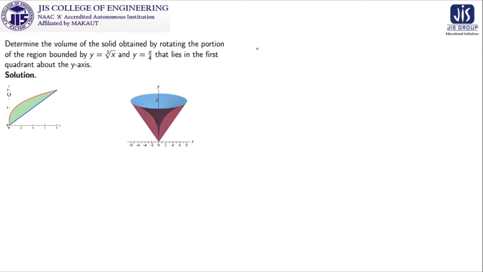So here it is asked that we have to determine the volume of the solid obtained by rotating the portion of the region bounded by y is equal to cube root of x and y is equal to x by 4. Please try to understand the thing first, and it is also given that this rotation is done about the y axis.